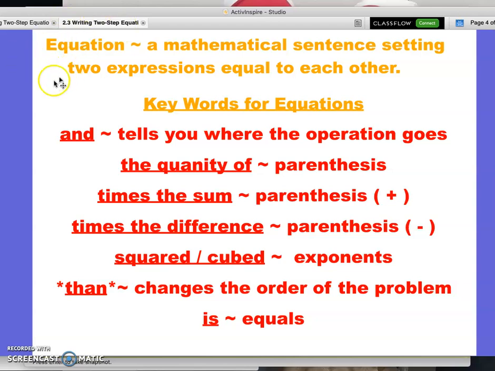vocabulary of equation. An equation is a mathematical sentence with an equal sign. There are key words.